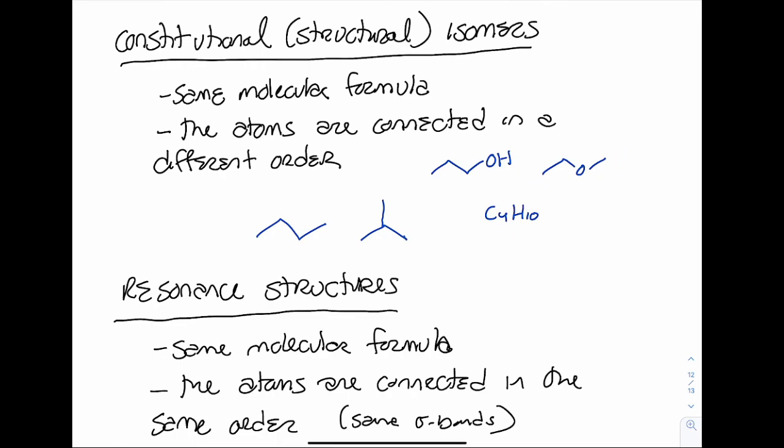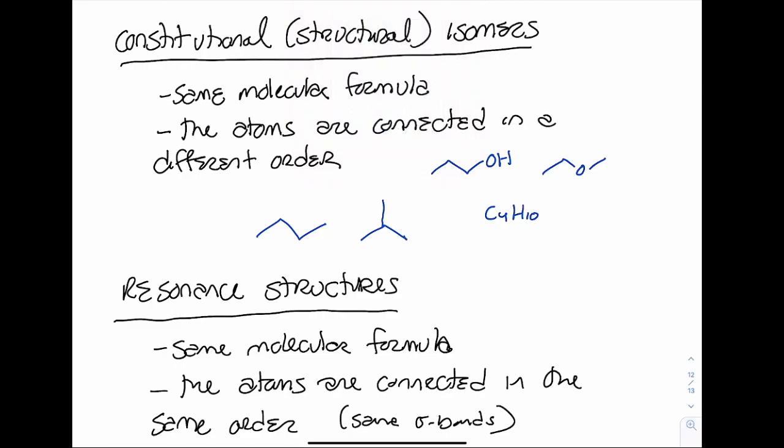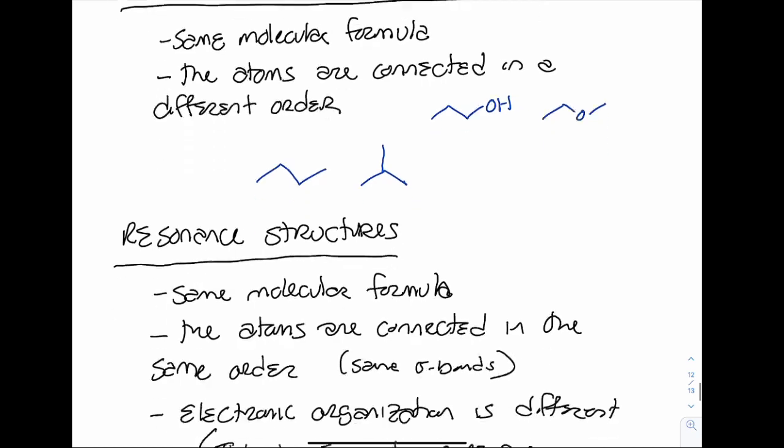Yes, right? In my alcohol, I have a chain of 3 carbons that's bonded to an oxygen, which is bonded to a hydrogen. In my ether, I have 2 carbons, which is bonded to an oxygen, and then that is bonded to a carbon. So my atoms are connected in a different order. So they don't always have to be the same functional group, right? We started out learning them with the same functional group, but they don't need to be. So as long as they have the same molecular formula, but the atoms are connected in a different order, constitutional.